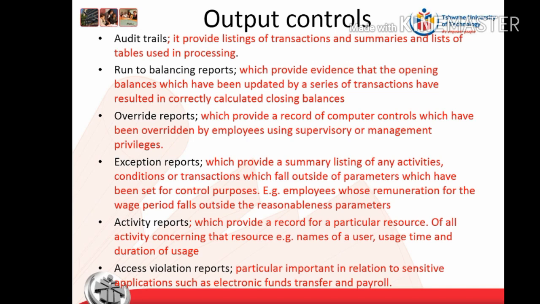Let's start with audit trail. We say it provides a listing of transactions, summaries, and a list of tables used in the process. Audit trails help the auditors make their job very simple. CAT stands for computer assisted audit techniques. When you use CAT and you have an audit trail, it makes the job of the auditors very simple. So that's why you need an audit trail.